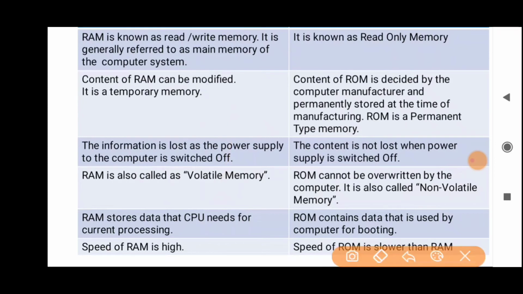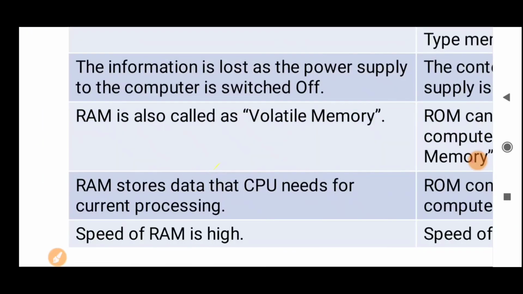RAM will store the data that the CPU needs for current processing. Whatever instructions are being executed at the time of current processing, all that data will be stored in RAM. If you have opened several applications at the same time, this means all the applications are currently working. So the capacity of this RAM should be high enough to cater to the needs of those instructions.